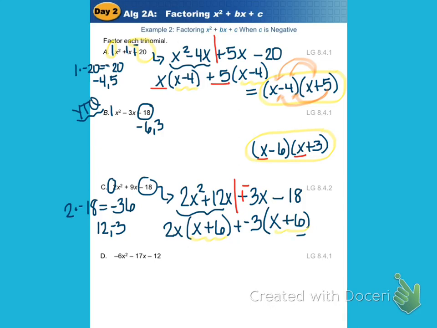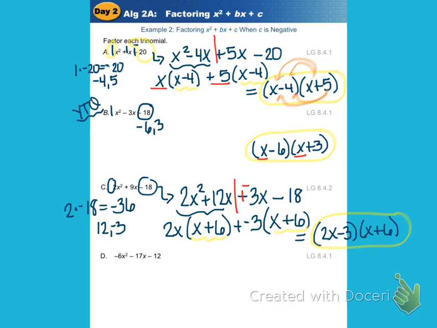And so my final factored form will be 2x minus 3 times x plus 6. And again, the order of the binomials doesn't matter. So you could put the x plus 6 first. And that's our final answer.